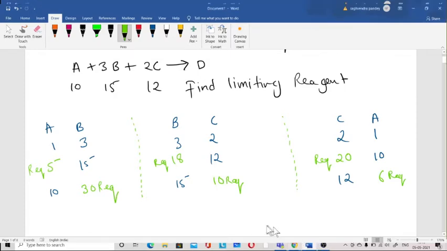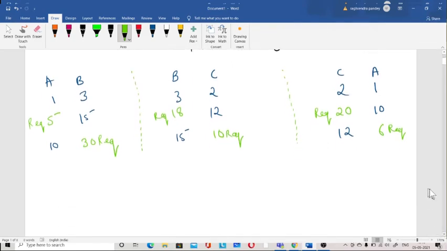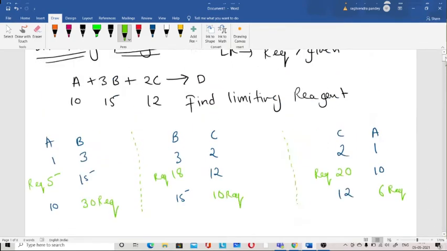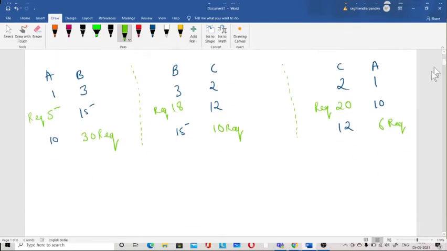Okay. So this is this one. Now we have to see which is the limiting reagent. Now A, B, C have 10, 15, 12 moles. A is 10 moles, B is 15 and C is 12 moles. Now in the first case, second case and third case.